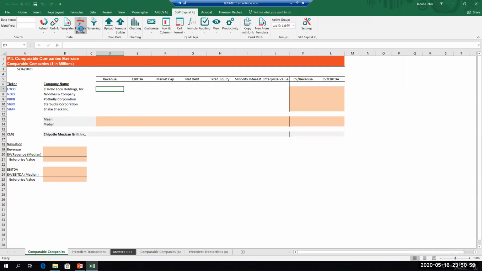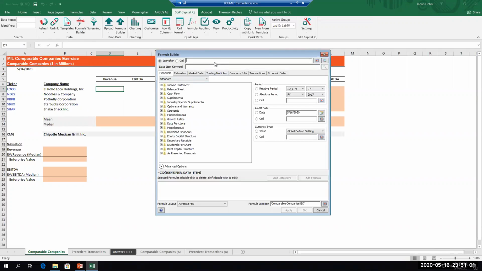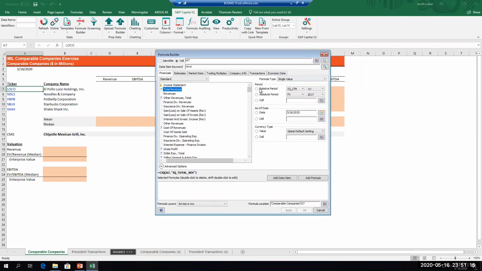So formula builder, again, for my identifier, we're going to do cell, and then I'm going to click my ticker, so A7. And then we're going to search by data item keyword, revenue, total revenue. And then I want my period to just be relative last 12 months. Now we talk more about what last 12 months means in our Cap IQ class, so feel free to go over there if you are lacking any understanding there.